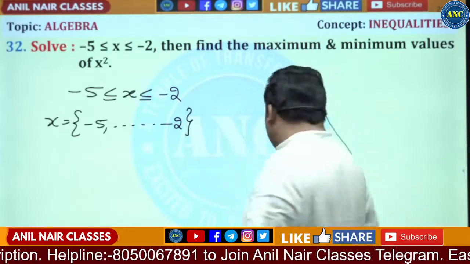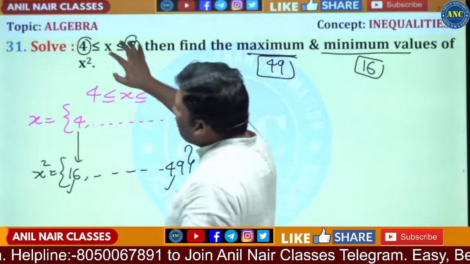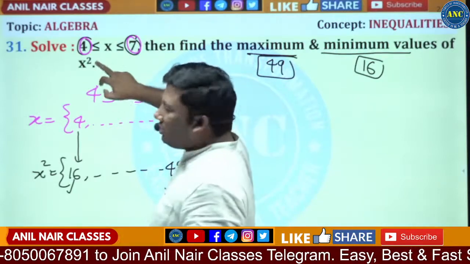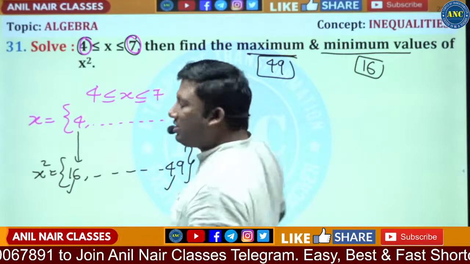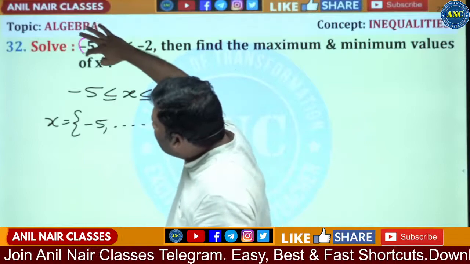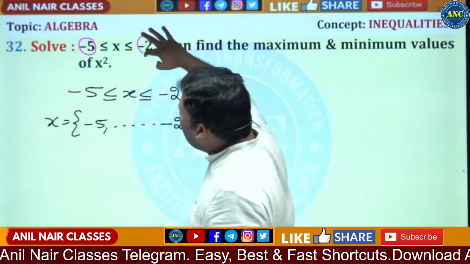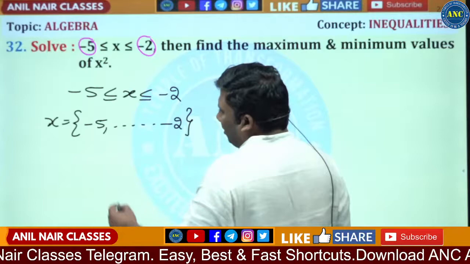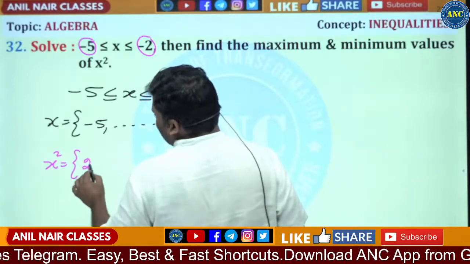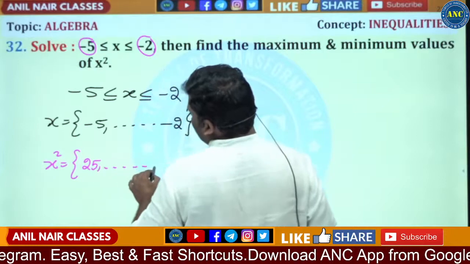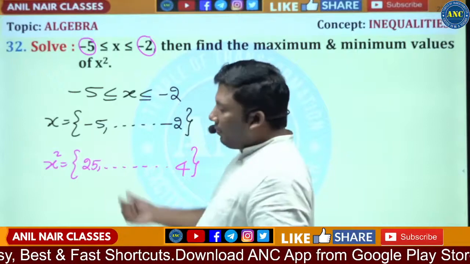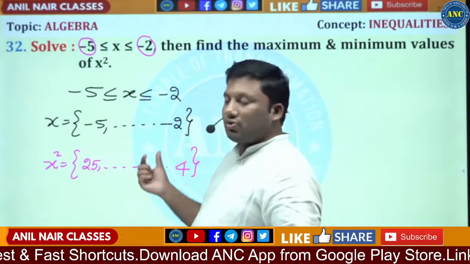In the previous question, if you observe, the lowest value is positive and the highest value also is positive. Now if you observe here, the lowest value is negative and here also it is negative. So the value of x square will be minus 5 square, it is 25, and minus 2 square it will be 4.